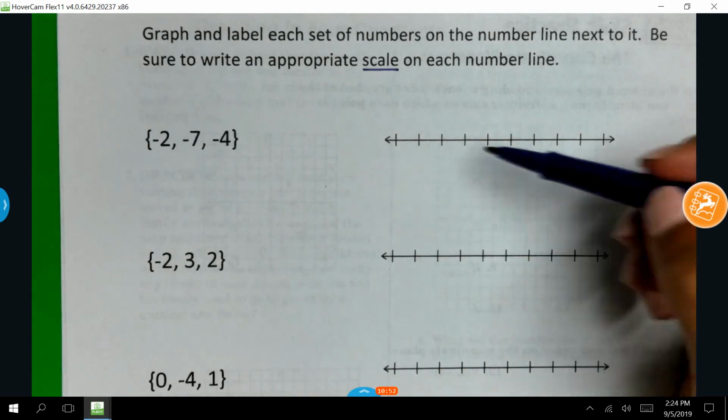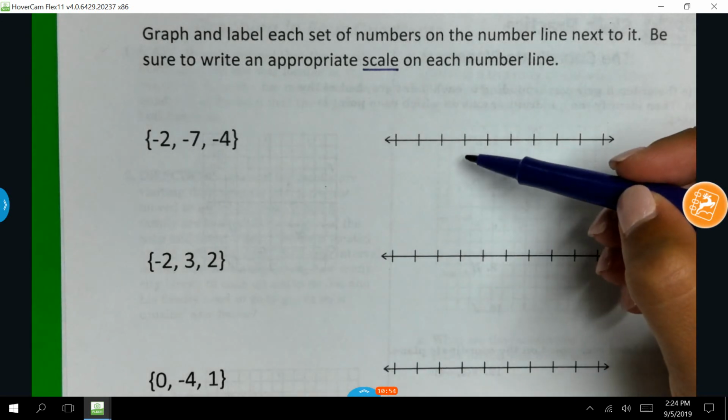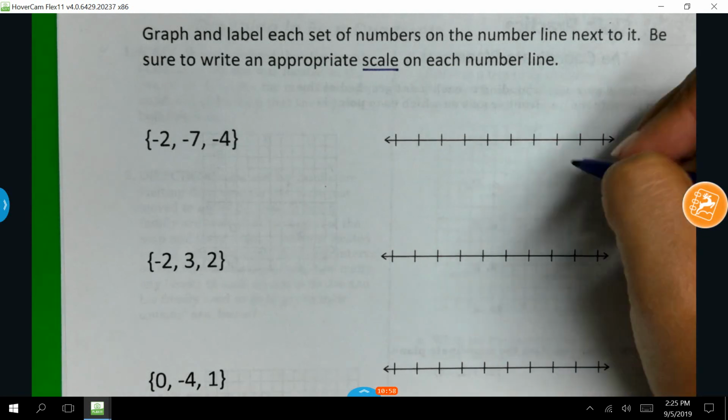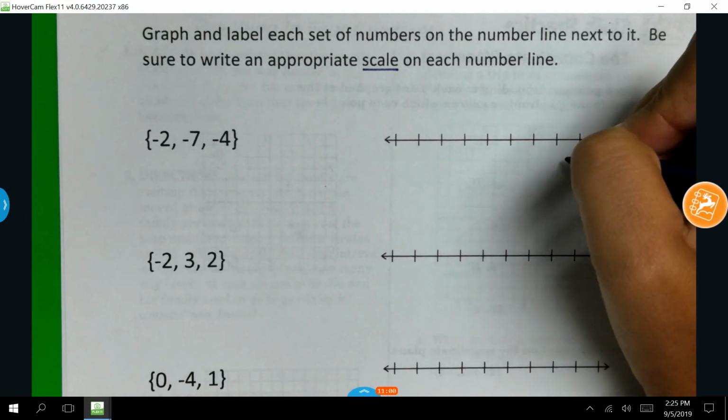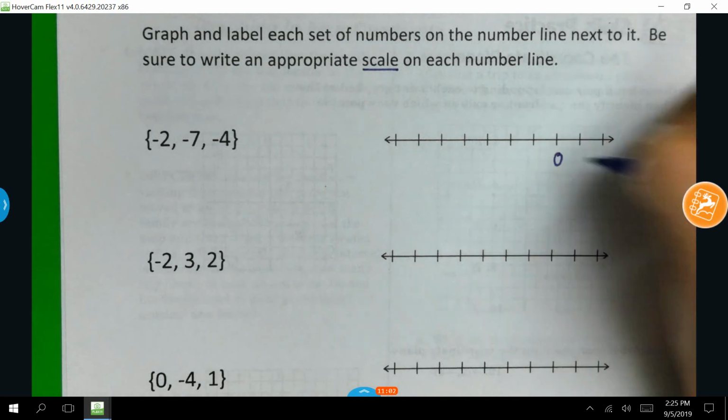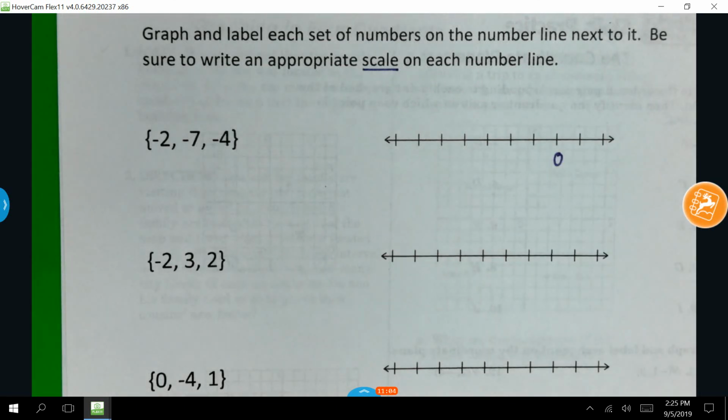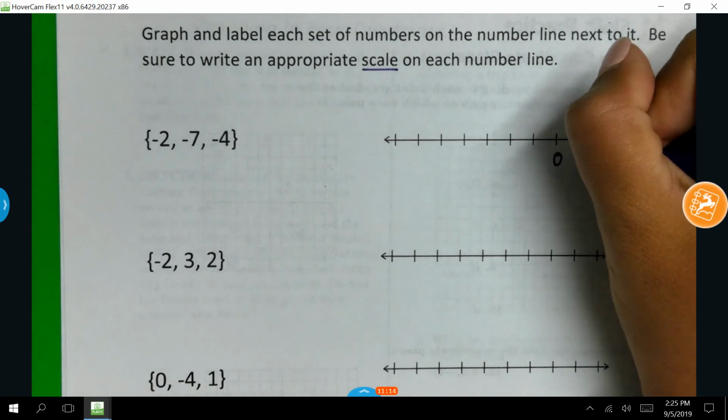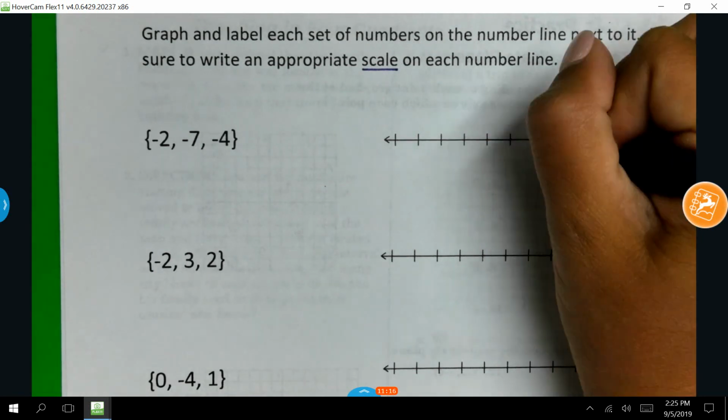Does that mean I need to put my 0 right here? No, because I wouldn't be able to fit it on the graph. So I want to be able to count and make sure that I can fit -7 on there. So I'm going to put my 0 here. Yes, ma'am? Yeah, it doesn't matter where it goes as long as you can fit all of the numbers that you're asked to graph on there. So I'm just going to count positive, 1, 2, and then negative.